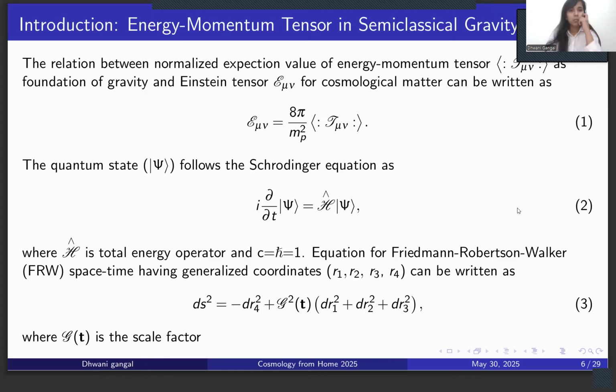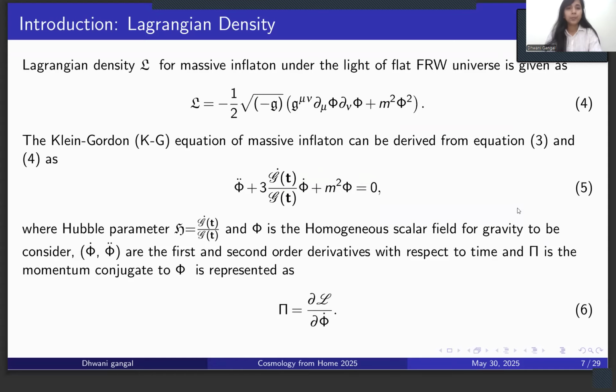In the energy momentum tensor in semiclassical gravity, we show that ds² is the curved space-time metric. We can represent ds² is equal to minus dt². That is our time component, and the other three, x1, x2, x3, are the position, or we can say the displacement components.